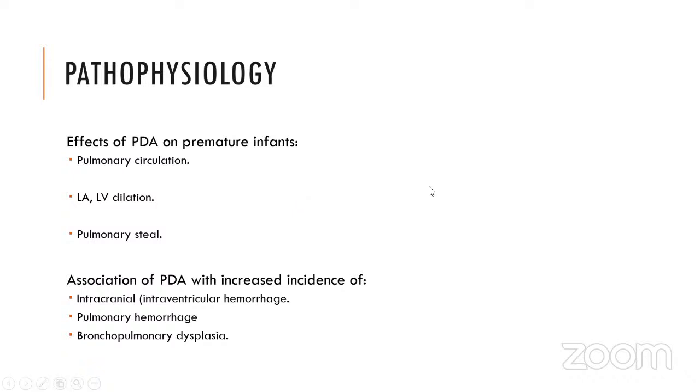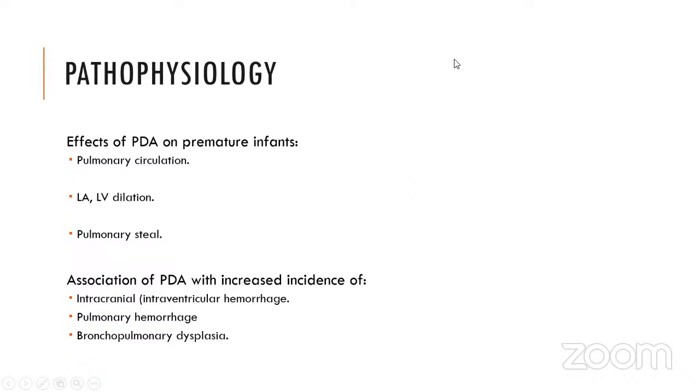Now, if you have any issues with this normal process, this will lead to patency of the ductus arteriosus. In premature infants in particular, this will lead to a few problems. First, pulmonary circulation: this will lead to pulmonary edema and a resulting need for mechanical ventilation, which we will discuss later. It will also result in left-sided chamber dilations and pulmonary steal.